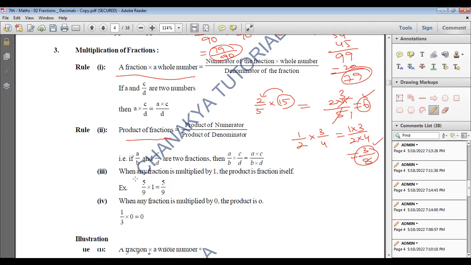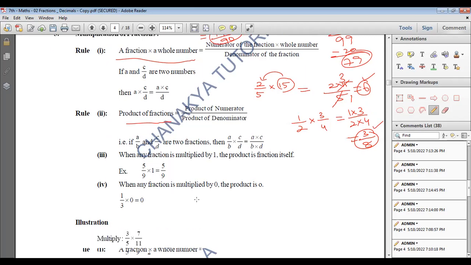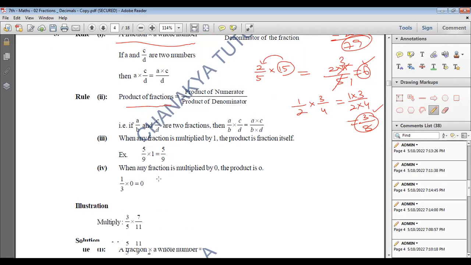Coming to the third one. When any fraction is multiplied by 1, you will always get the same number, itself. This is very interesting, children. Not only 5 by 9, you can take 10 by 11, anything into 1 will always be equal to the same fraction you are getting.